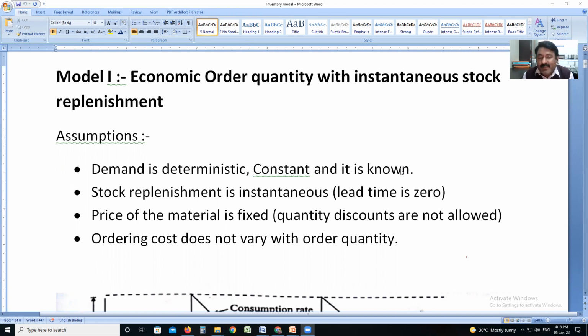But still it is assumed that there is immediate replenishment of the stock. Price of the material is fixed. Quantity discounts are not allowed here. Let the order be 10 units, 100, or 1000; it is not the case that for purchasing 1000 there is a 10% discount or an additional 2% discount from the vendor. This is not considered in this model. And ordering cost does not vary with order quantity. Order for 1 time, 10 times, 10 items, 100 items, ordering cost is constant. So these are some of the assumptions in this method.